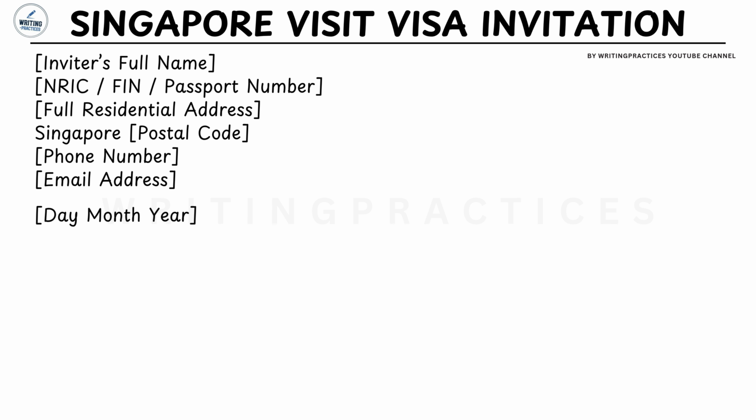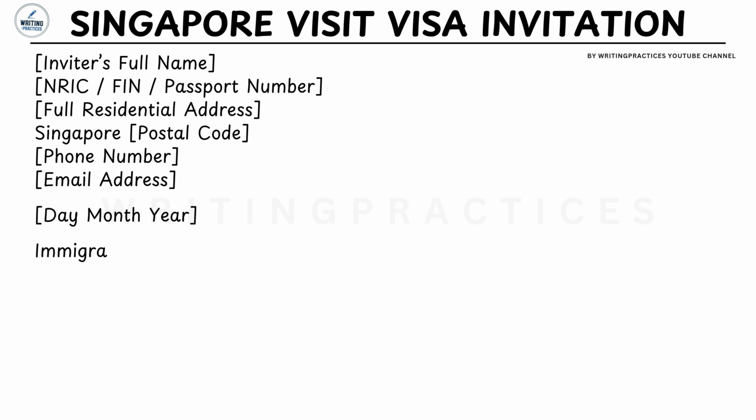Date: Singapore follows the day-month-year format in formal official letters. Example: May 15, 2026. It shows exactly when the invitation letter was issued. Immigration officers use the date to determine whether the letter is recent and relevant to the current visa application. A current date shows that the invitation is valid and prepared specifically for the ongoing application process.